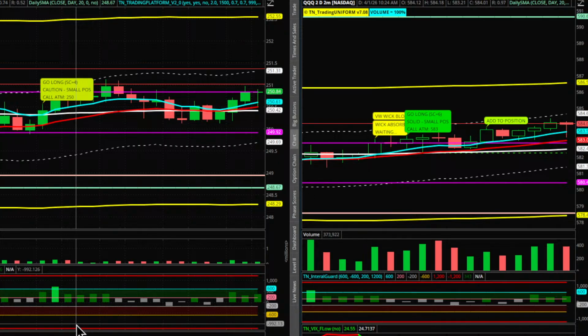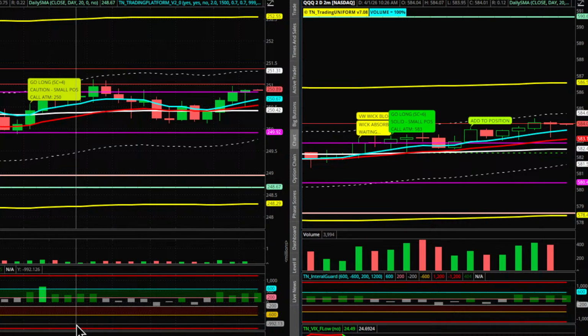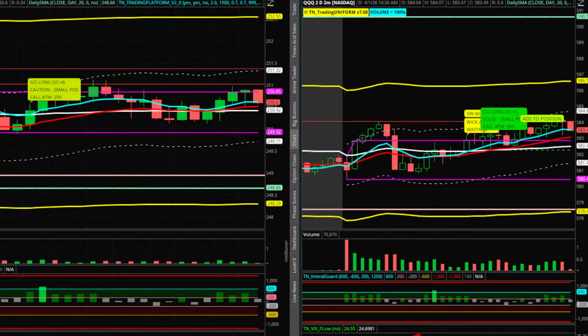Look at that red candle. Wow. Oh, there's buying here. Look at this candle. If it closed green, that'd be nice. Oh, they're pushing it down. They are pushing it down.